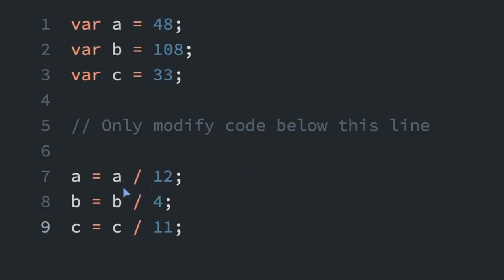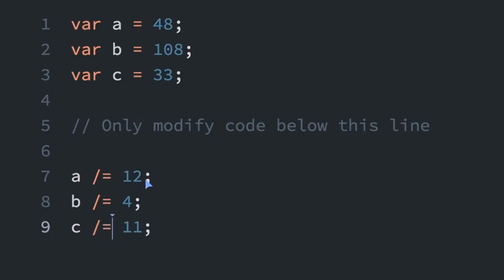And there's also divide equals. So a equals a divided by 12. We can do a divided by equals 12. And then here we can just do divided by equals 4 or divided by equals 11. So another way of just dividing the variable by a new number and assigning that answer to the variable.